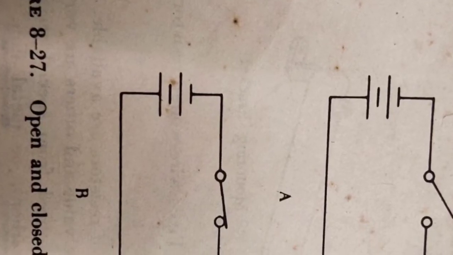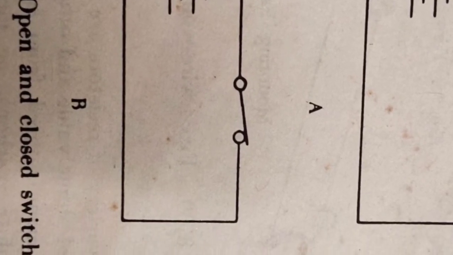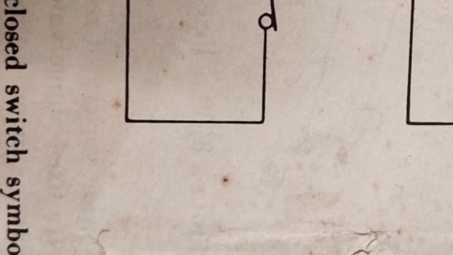Another symbol found in basic circuit schematics is the symbol for the switch, shown in the figure. The open switch symbol is shown in A of the figure, and in B of the figure the closed switch symbol is shown connected in a circuit. There are many different types of switches, but these symbols can represent all but the most complex.